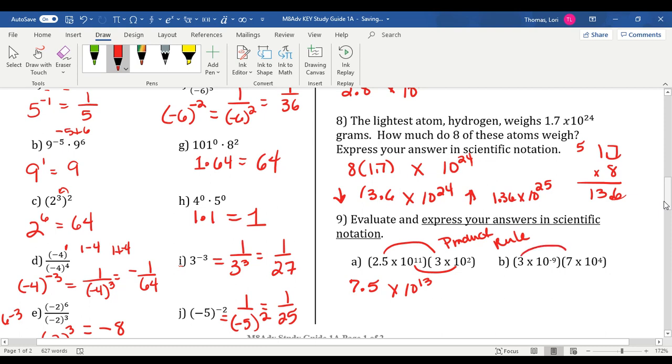The next one, we're going to multiply 3 times 7 and get 21. We're going to add the exponents of the powers of 10, and -9 plus 4 gives us -5. Let's make our adjustment. So we're going to decrease on the left, and we're going to increase on the right.